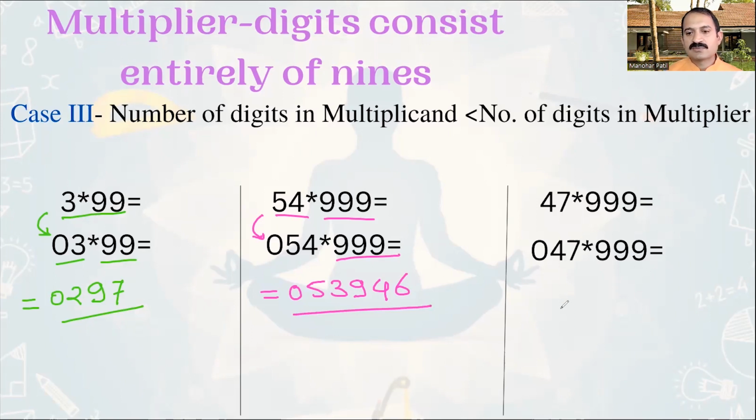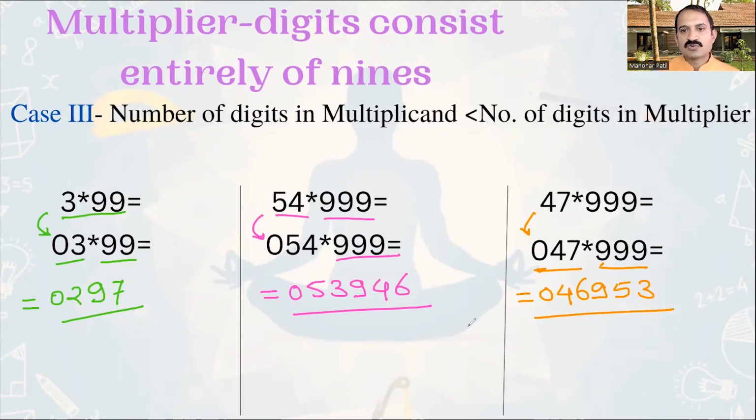Similarly, we can do the last example. 47 into 999, we can write 047. So reduce 1 from 47, so 046, and then reduce 046 from 999, you will get 953. So that is your final answer. I hope you have understood all the concepts.